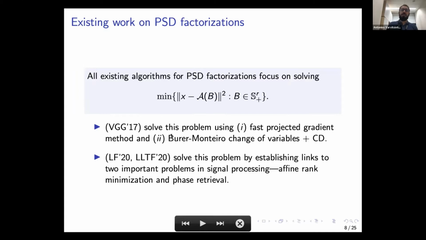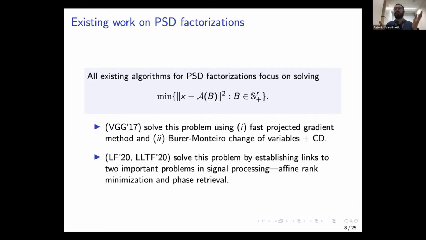The second method also allows you to keep track of the rank of the PSD factors, which is something I haven't really talked about. In the PSD factorization, the way I introduced the problem, I only fixed the size of the matrix. The size is R, and that's fixed. But depending on the application you are looking at, you might also want to talk about the rank of the PSD factors.